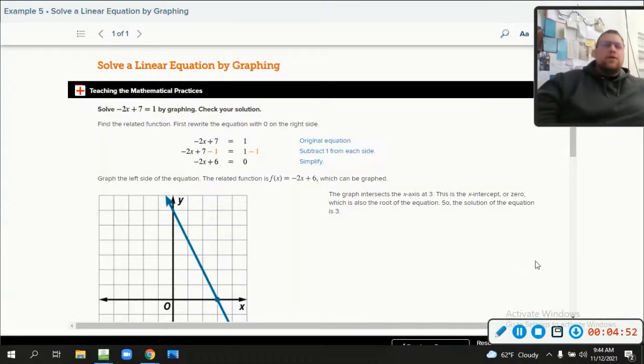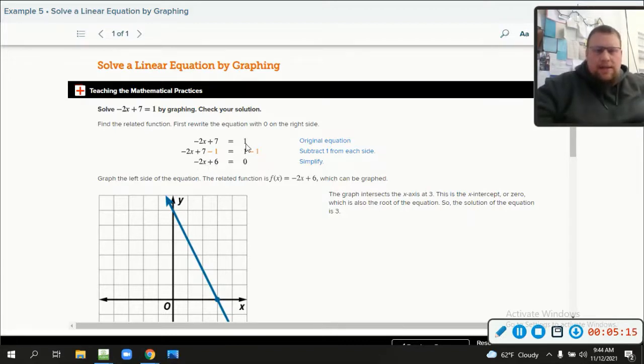All right, so we're going to talk about how to solve a linear equation by graphing. Okay, so it says solve negative 2x plus 7 equals 1 by graphing. Check your solution. The first thing we have to do is write this down, and we are going to solve this for 0 on the right side of the equation, okay? So I'm going to solve this for 0. I get negative 2x plus 6 equals 0.